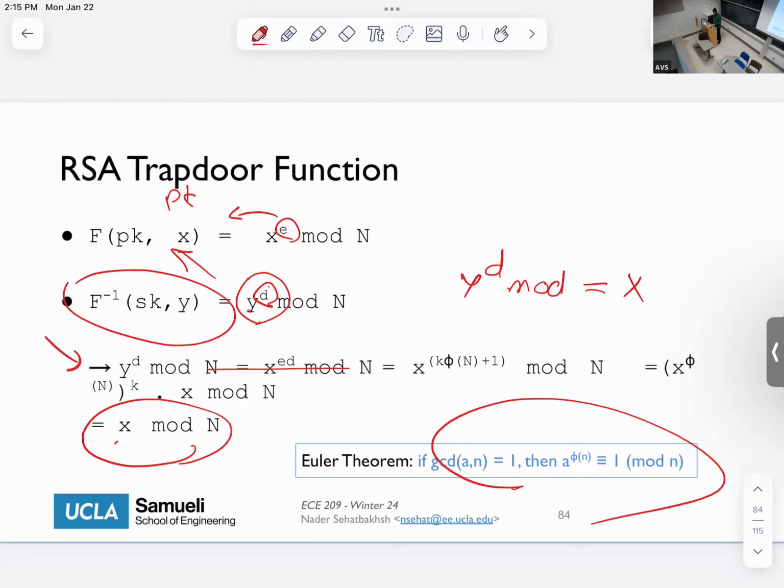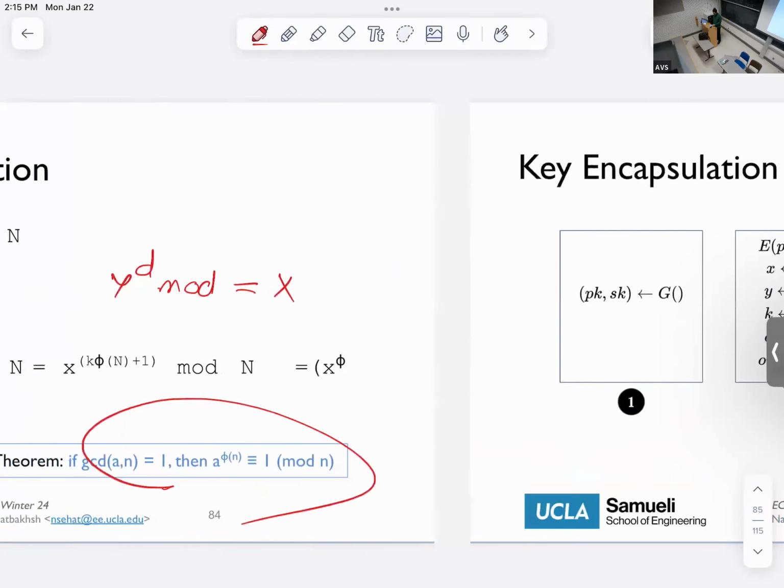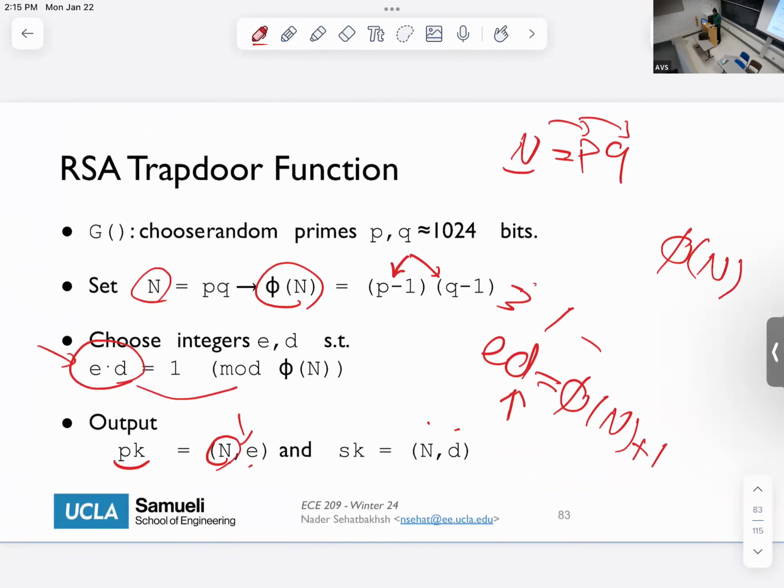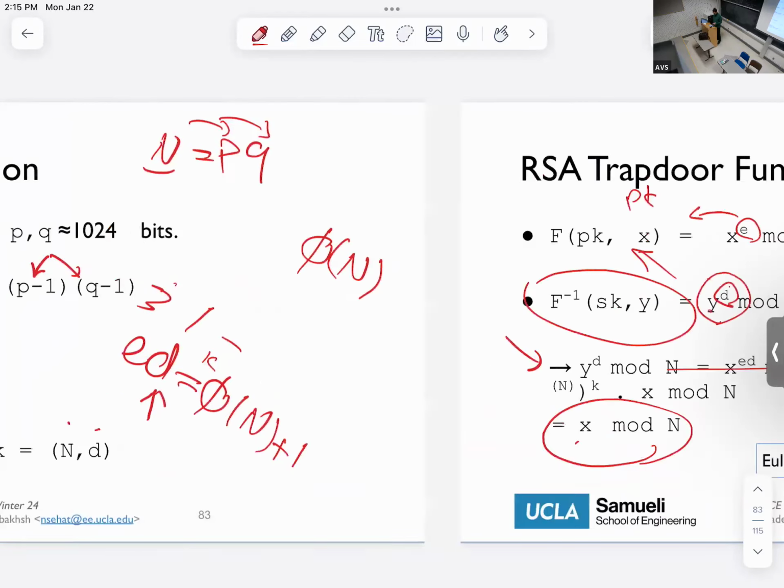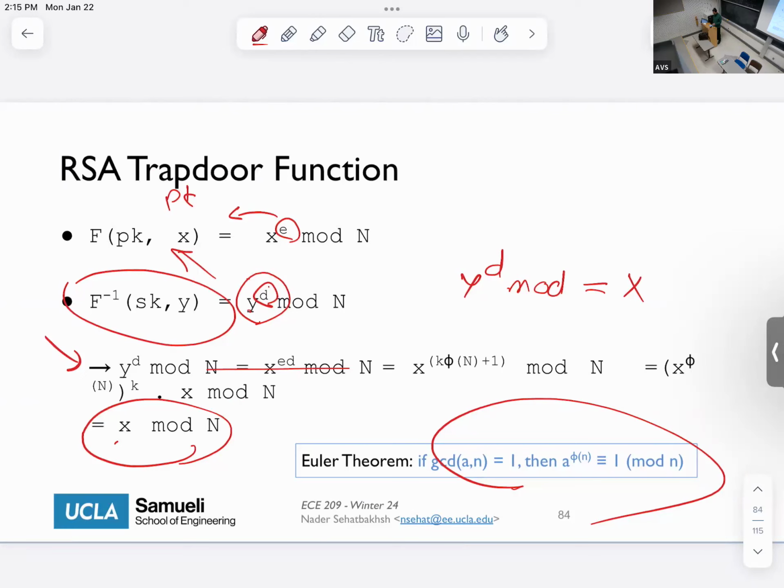And then if you remember, I told you that e times d modulo phi(n) is equal to 1. In other words, e times d is k phi(n) plus 1, right? So it's some coefficient of phi(n) plus 1. And if I basically open this up, I'm just saying that x to the power of k phi(n) plus 1 is, in other words, x to the k phi(n) times x.